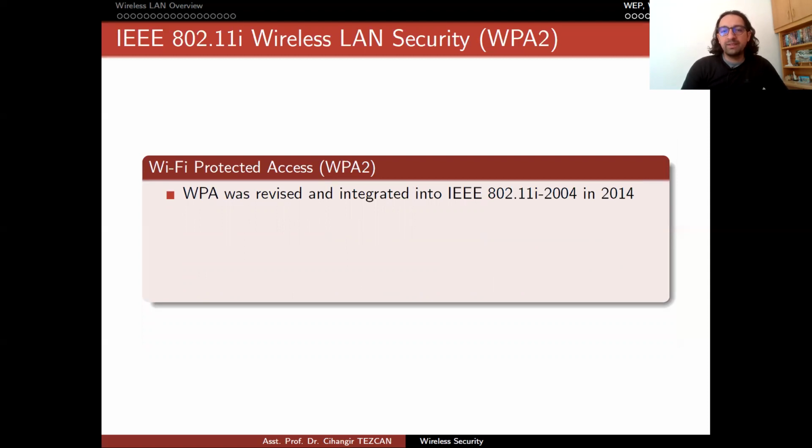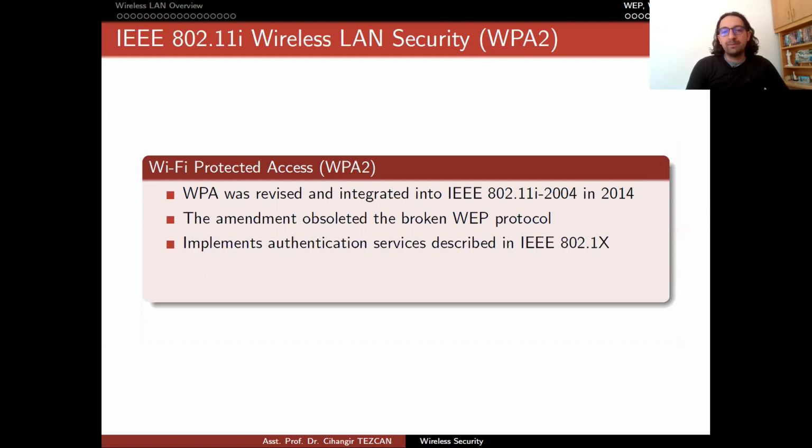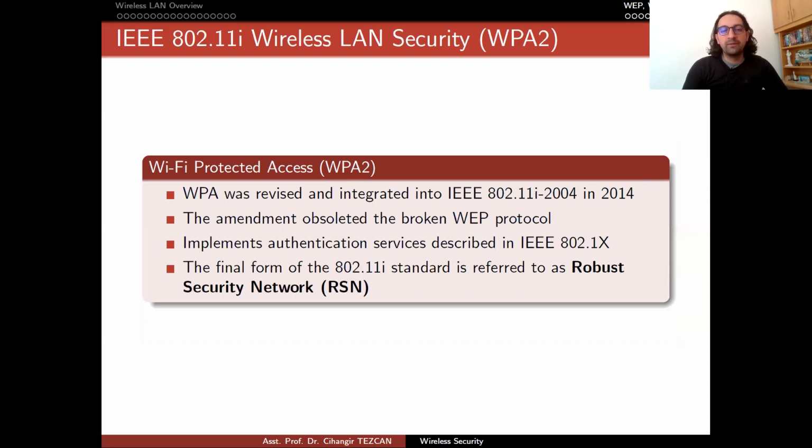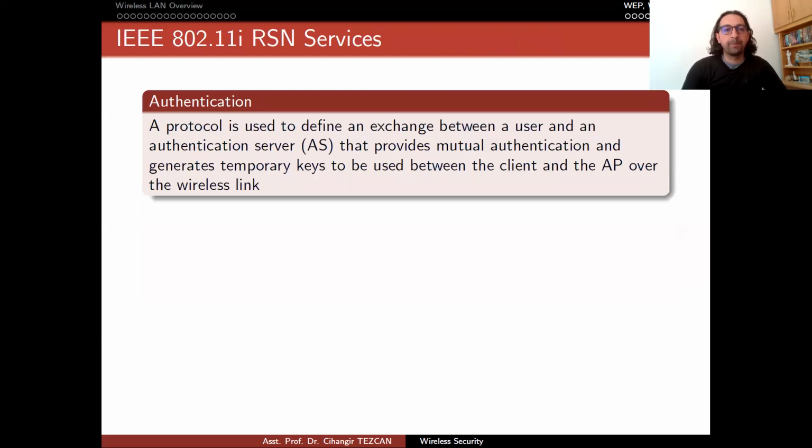So WPA was revised and integrated into, again, the IEEE standard 802.11i in 2014. The amendments obsoleted the broken WEP protocol. It implements authentication services described in IEEE 802.1x. The final form of this standard is referred to as Robust Security Network, RSN. So for the rest of the talk, I will just simply say RSN for this standard.